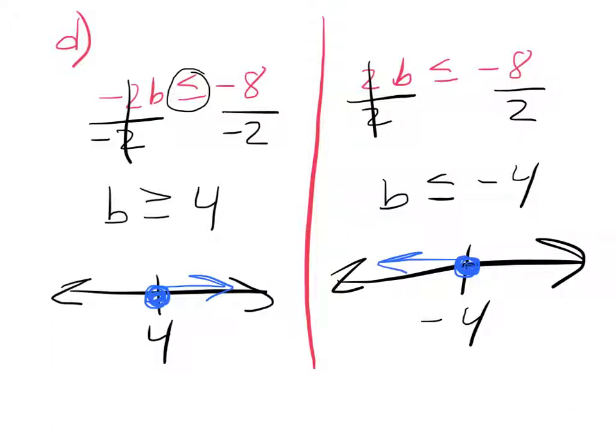Alright, that should do it for this section. Just remember, if you add or subtract, don't do anything to the inequality. However, if you multiply or divide, if it's positive, don't do anything. If it's negative, you have to flip the inequality the other way around to make it work.